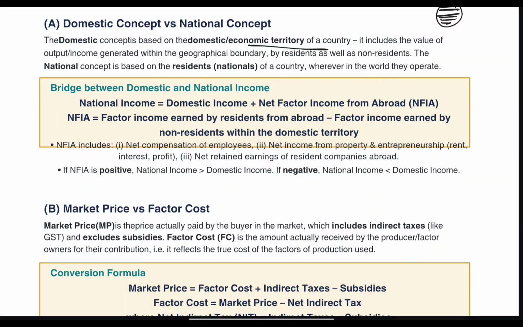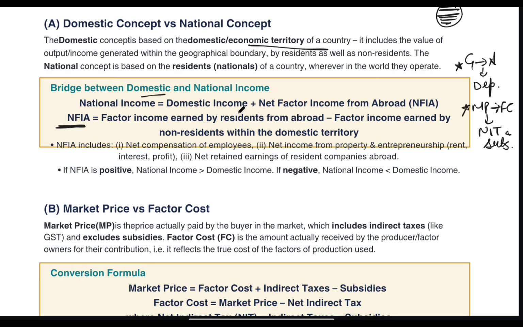So what is the bridge between domestic and national income? Same like gross and net. The bridge between gross and net was depreciation. The bridge between market price and factor price was net indirect tax and subsidies. Same, the bridge between domestic and national is net factor income from abroad. Whenever we calculate the factor income from abroad, it will be considered as national income.